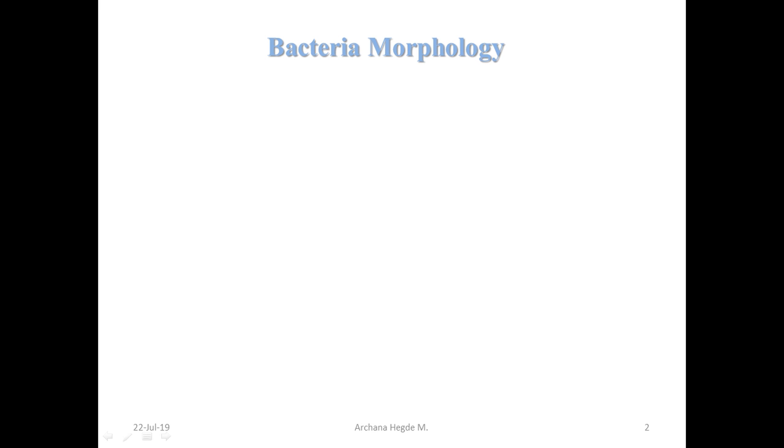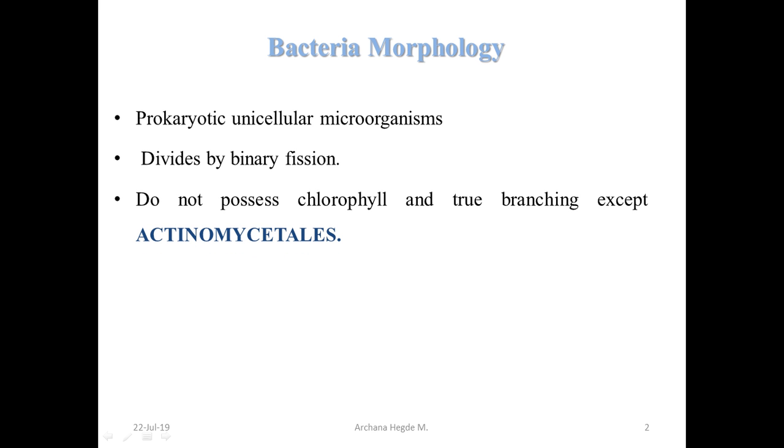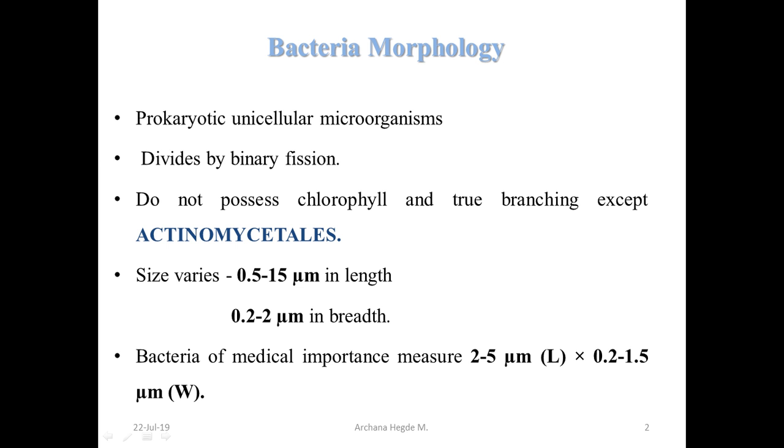Coming to the topic bacterial morphology. Bacterial morphology is seen in prokaryotic unicellular microorganisms. They divide by binary fission, do not possess chlorophyll and have true branching except for actinomycetales. Size varies from 0.5 to 15 micrometer in length and 0.2 to 2 micrometer in breadth. Bacteria of medical importance measure 2 to 5 micrometers in length and 0.2 to 1.5 micrometer in width.